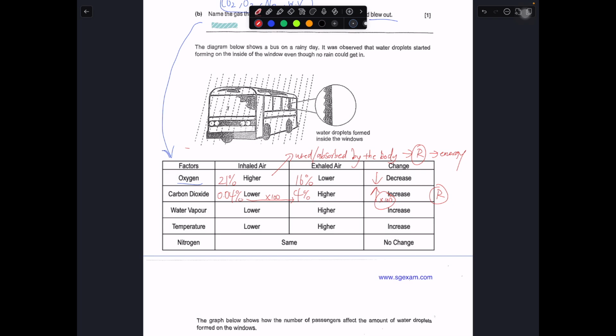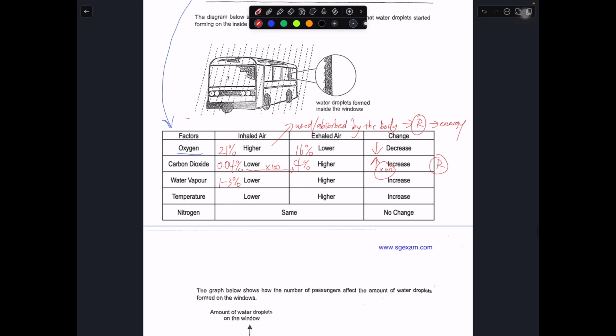Water vapor increases. Usually the inhaled air contains between 1 to 3%. It depends on the place. If you are near a water body, near the ocean, the inhaled air over there probably has a lot more water vapor because there's a lot of evaporation going on. But generally the air that you breathe out will have a lot more. Because when the air is coming out from your lungs through your windpipe and nose, it will carry some water vapor away from these routes, so the air that you breathe out usually contains a lot more water vapor.